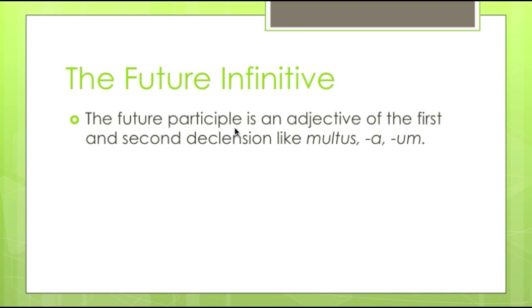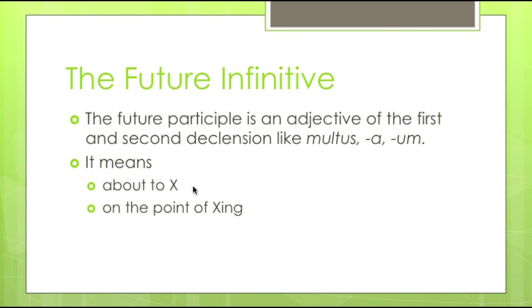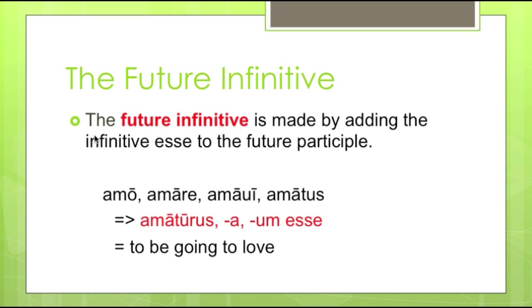The future participle is like an adjective of the first and second declension, like multus, multa, multum. It means about to X, on the point of Xing, intending to X, or going to X. Going to X is my particular favorite translation. So for instance, amaturus, amatura, amaturum, the future participle of amo, means going to love. The future infinitive is made simply by adding the infinitive esse to the future participle.